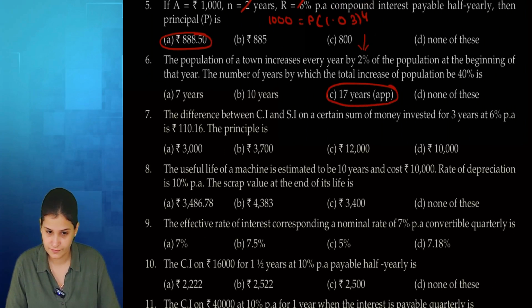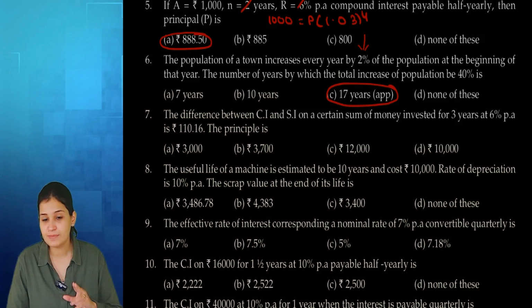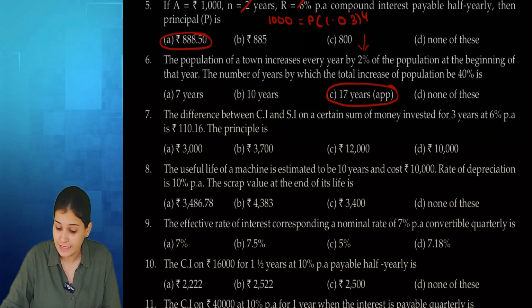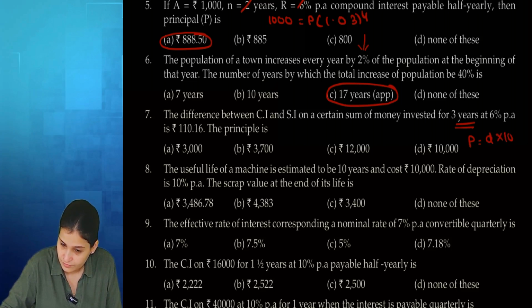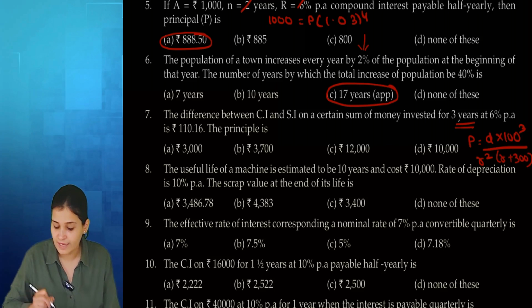Question 7. The difference between CI and SI on a certain sum of money invested for 3 years. So for 3 years, what was our formula? Difference equals P times r squared times (r plus 300) divided by 100 cubed. Put all the values, we'll get the principal.